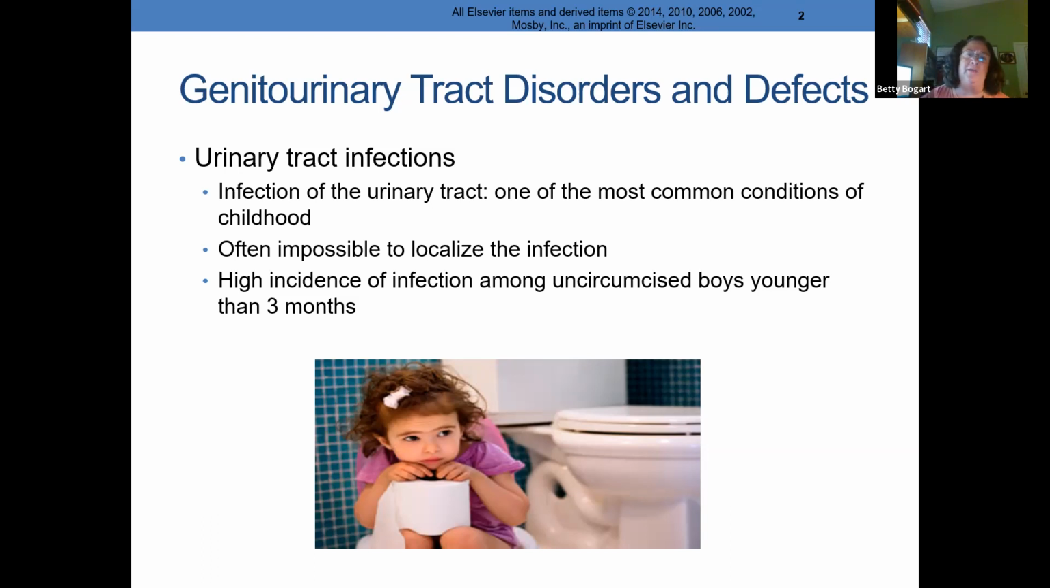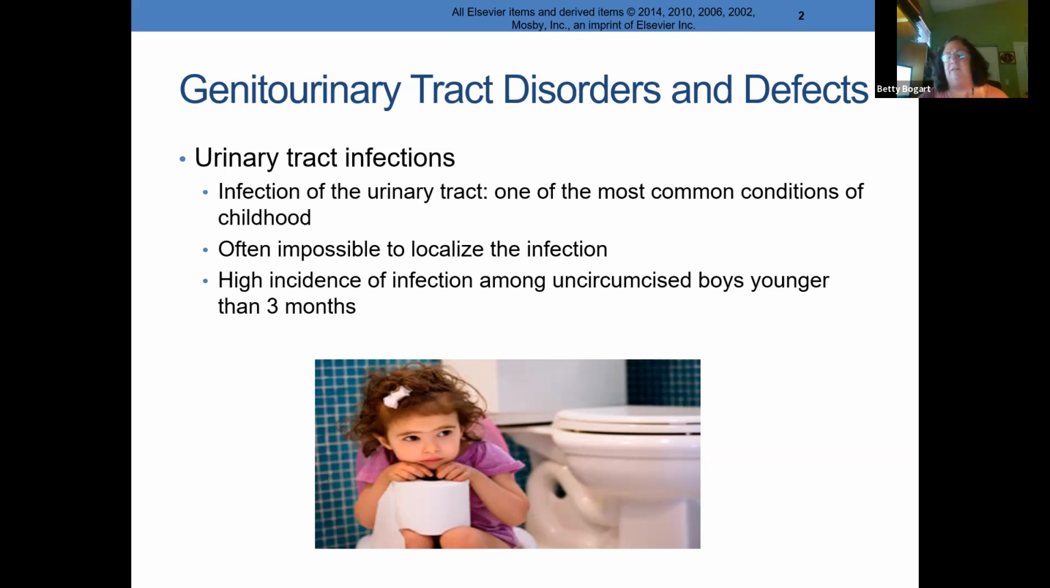Sometimes it's only when an infant gets a fever that you'll start checking for a urinary tract infection. Uncircumcised boys are more apt to get urinary tract infections, because if the parent doesn't pull down the foreskin every day and get rid of the smegma in there, it is like a petri dish and it grows bacteria. And of course, then it goes into your urethra, into the bladder, and there, urinary tract infection. So uncircumcised boys are more frequent.